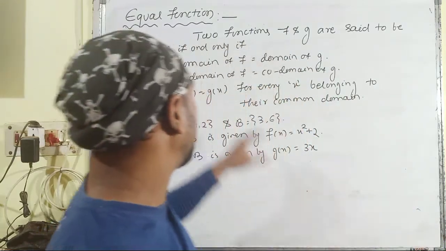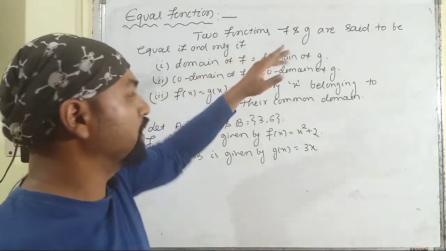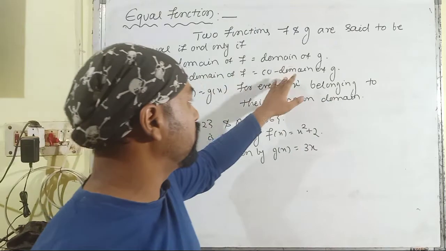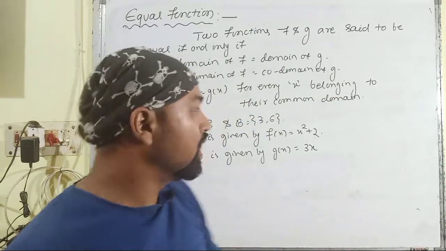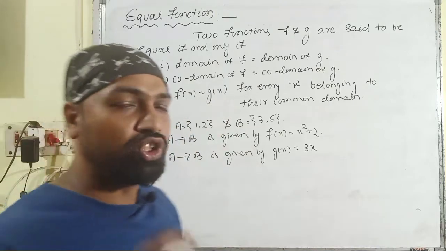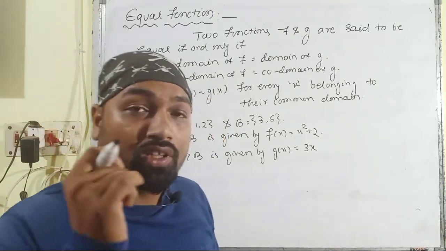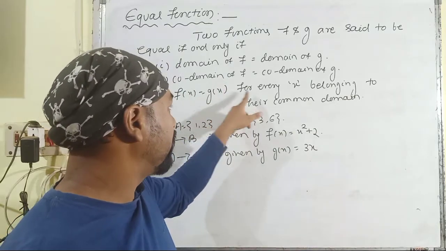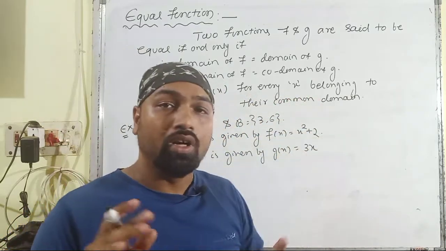The first one is here, the domain of the function f must be equal to the domain of the function g. Then the codomain of the function f must be equal to the codomain of the function g. And then at last the very vital part is here, f of x must be equal to g of x. It is the condition for the range of the two functions. f of x must be equal to g of x for every x belonging to their common domain.